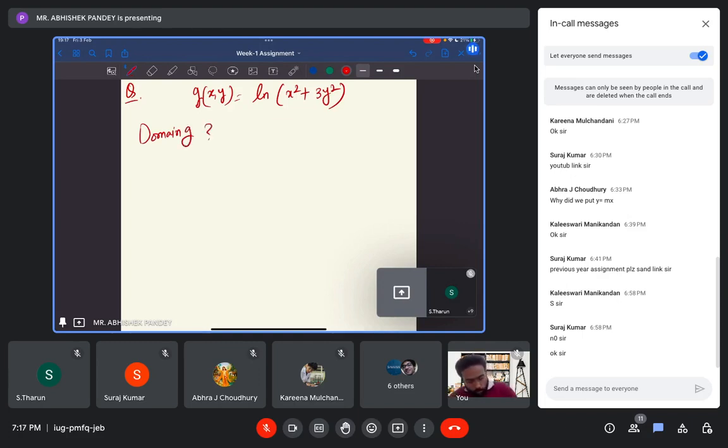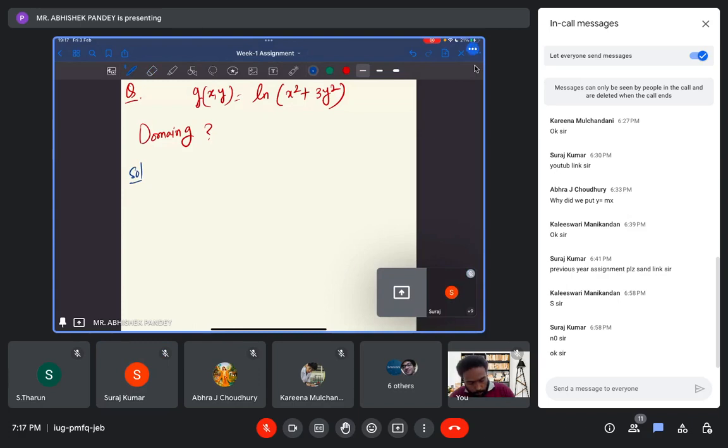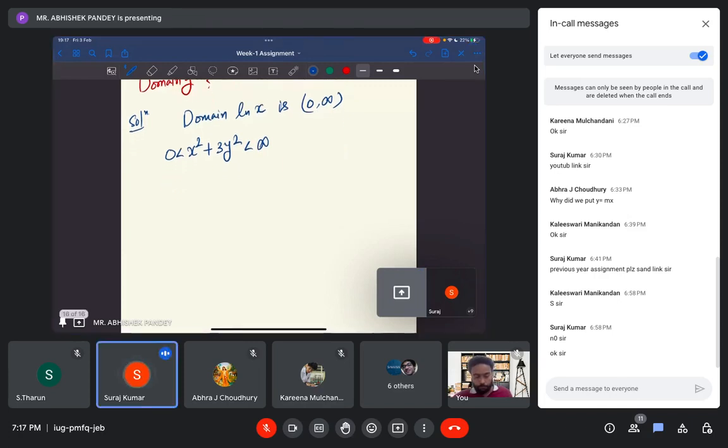Okay, so what is the domain of log of x? X greater than 0. So the domain of ln of x, meaning base e, is 0 to infinity. Okay, so this means that x square plus 3y square has to be greater than 0 and less than infinity. Yes, sir.